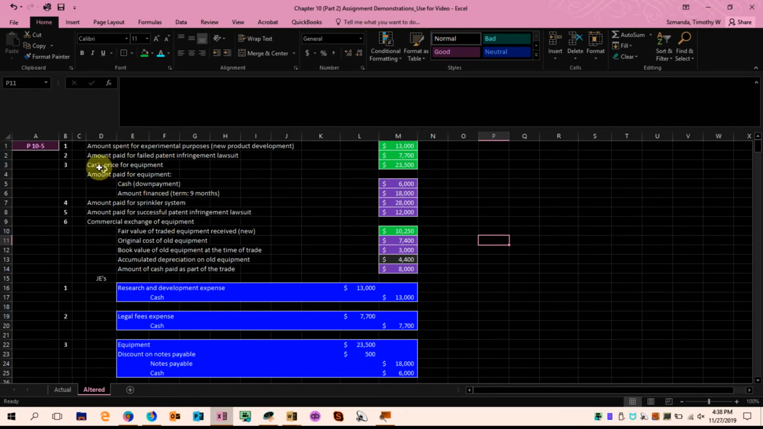Just to go back to 2 for a minute, this was paid for a failed patent defense. So we have number 2 and number 5. Both are the same kind of transaction, but with different outcomes. They are lawsuits involving patent infringement cases. Well, let's look at number 1 first. We have the amount spent for experimental purposes. This is the research and development, which gets expensed. And the amount I listed was $13,000.